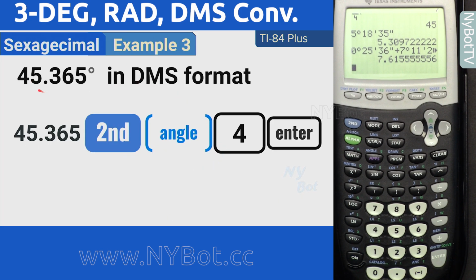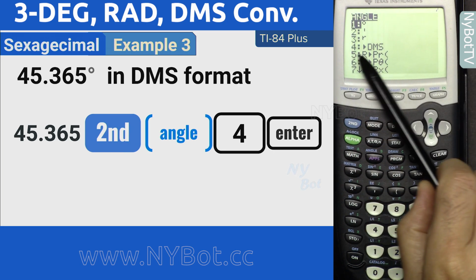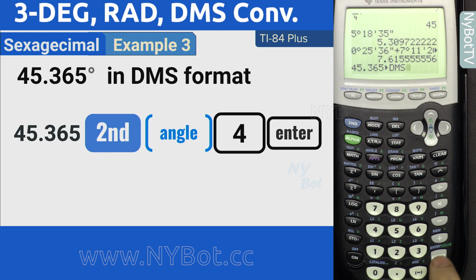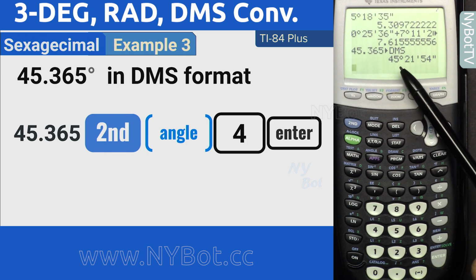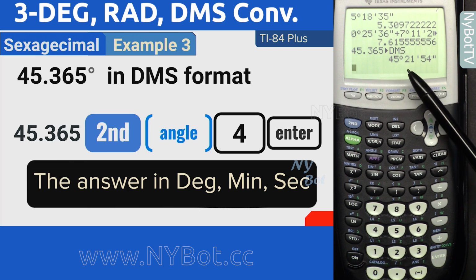Now we want to convert 45.365 degrees to DMS. 45.365, second function angle, and go to DMS, 4, and enter. Now it has been converted to 45 degrees, 20 minutes and 54 seconds. So the answer is in degrees, minutes and seconds.